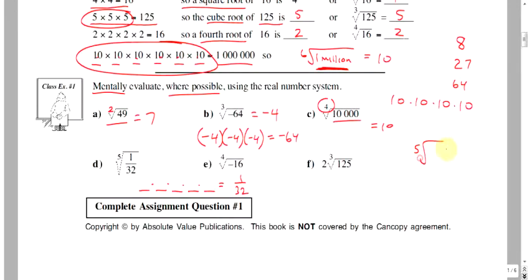Well, you're on the right track. That is 2. 2 times 2 is 4, times 2 is 8, times 2 is 16, times 2 is 32. There's a number multiplied by itself 5 times to give us 32. That's 2. But that's not 1 over 32. But guess what a half times a half is? A quarter times a half is an eighth, times a half is a 16th, times a half is 1/32.